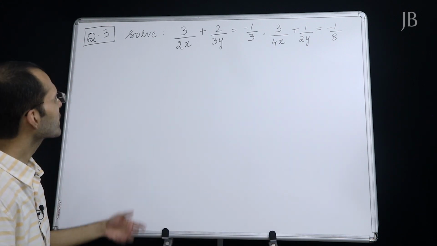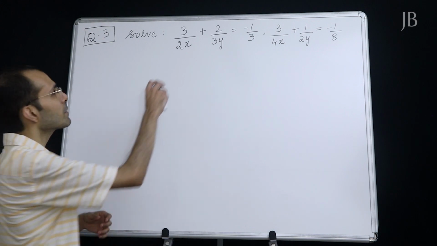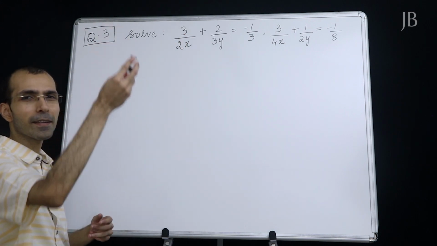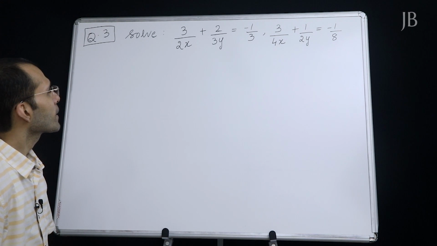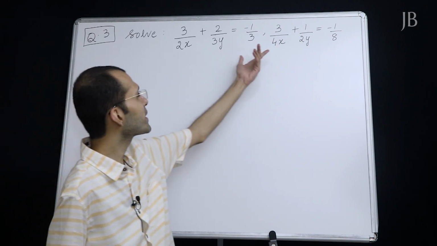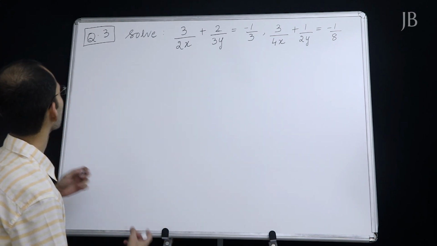There are many techniques. One is the substitution method. You remember? Put 1 upon x as a and all. That is also okay. But we can take the LCM easily. That would be easier approach.